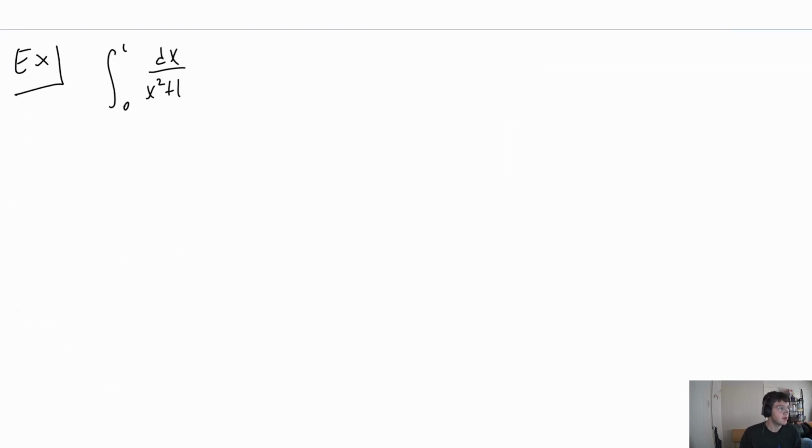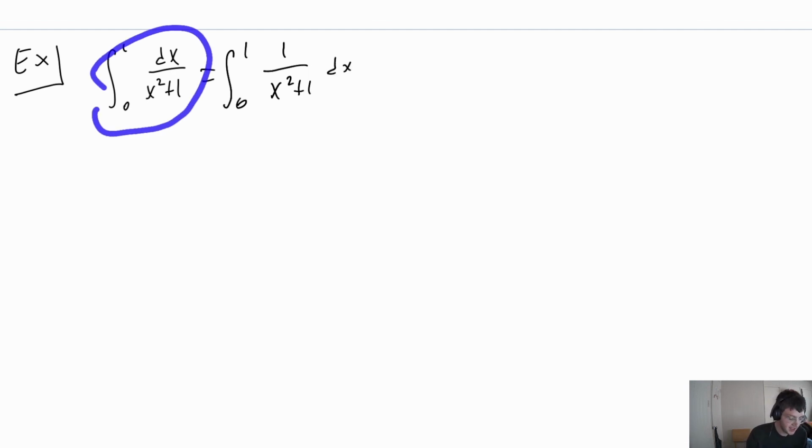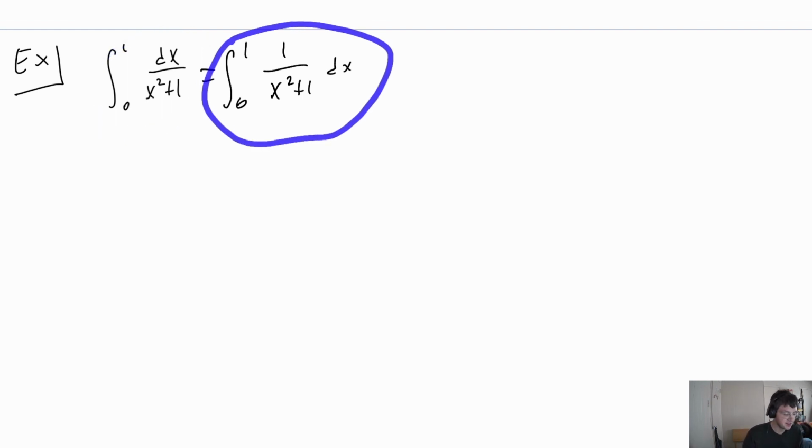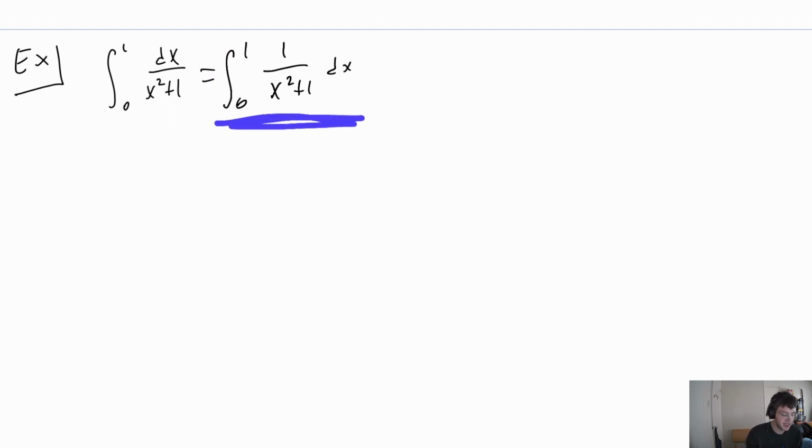So here's an example. We want to find the antiderivative, or the area under the curve, from 0 to 1 of dx over x squared plus 1. Notice here I have this dx in the top. That's totally fine. This is the same as the integral from 0 to 1 of 1 over x squared plus 1 dx. Just oftentimes people write it like this to condense things to make it a little bit smaller. It's totally the same as this. I personally tend to always write it like this. I like my dx at the end if I can help it.